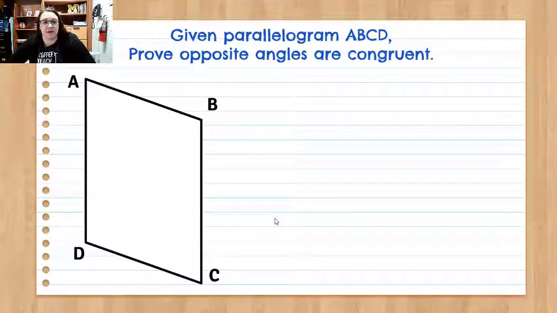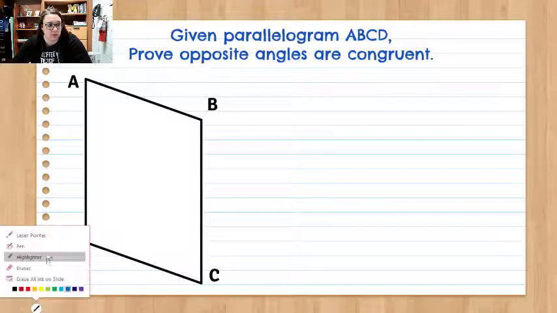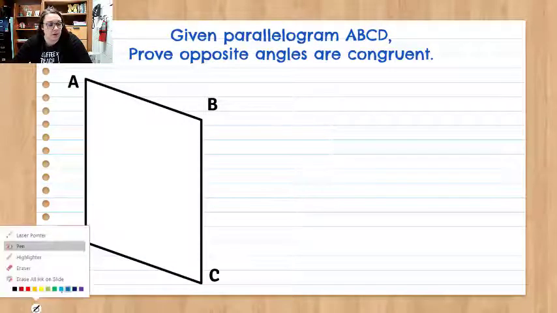The first one says we are given this parallelogram, ABCD, and we're going to prove that opposite angles are congruent. That's a property of parallelograms, but seeing how we're proving it, it means we don't know it yet. Let me get my pen going here. Sometimes it likes to be a little bit finicky to start. There it goes.